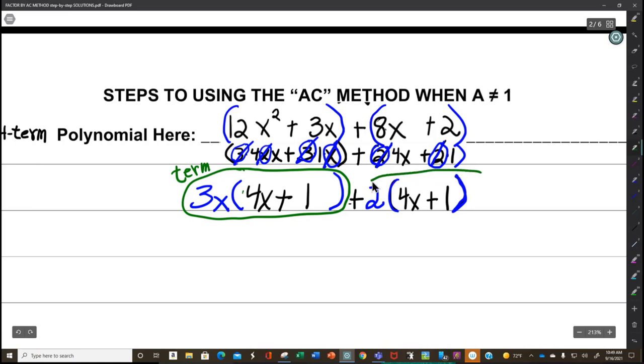And this is a term. The term of a polynomial, because inside a term, everything is multiplied. Well, there is something added, yes, but it's in parentheses, so it's one thing. This is 3x times this one thing, 2 times this one thing. So the one thing, 4x plus 1, in parentheses, becomes the GCF, the greatest common factor.